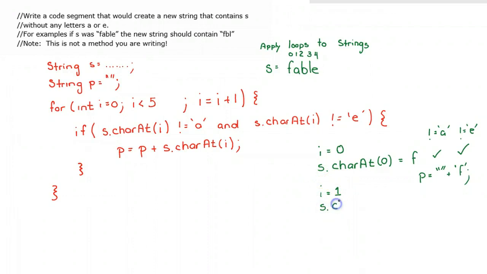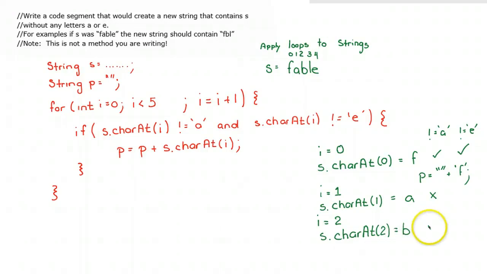And again, so we go s.charAt(1). Well, that's A. So is A not equal to A? And that's false. And therefore, if this first condition fails, the whole thing fails, so we don't do anything. So then we go to the bottom, I becomes 2. 2 is less than 5, so we keep going. s.charAt(2). Well, s.charAt(2) is going to give me B, and B is not equal to A, and B is not equal to E. So P is equal to what's in P already, which would be F plus B.